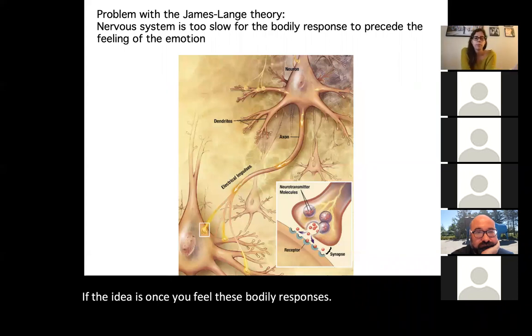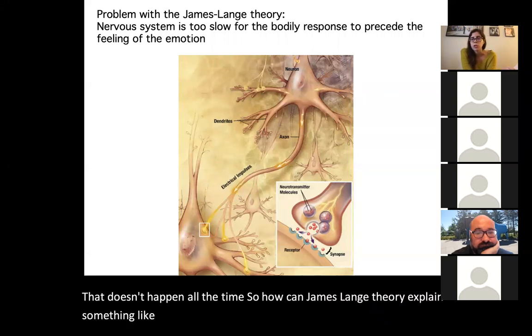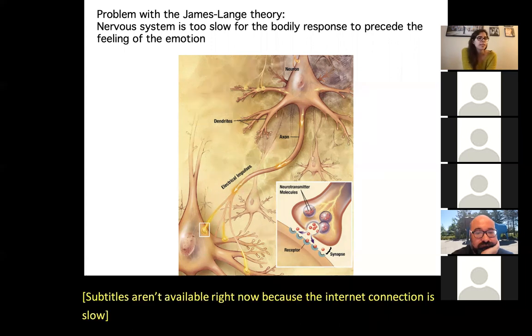Here is probably the most convincing argument against the James-Lange theory, and the idea that you feel an emotion after these bodily responses. It might not actually be feasible because of the way that the nervous system works. The nervous system is actually too slow for the body response to happen before the emotion. The emotion happens so quickly that it seems like, how would the emotion happen after a change in a physiological response?